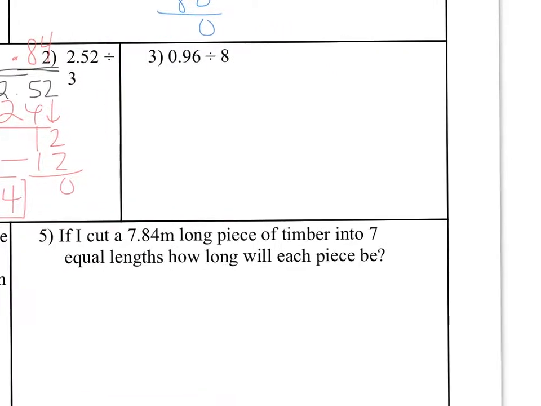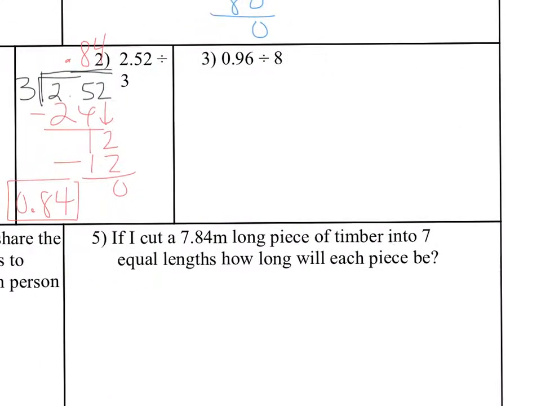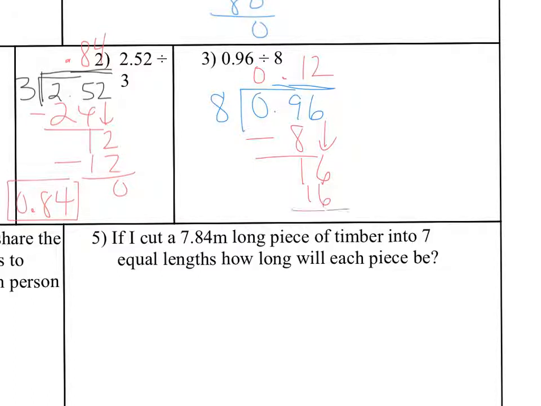Number 3, again, 8 goes on the outside. Decimal 96 goes on the inside. Bring your decimal straight up in the quotient. 8 into 9 goes one time. 1 times 8. 1 left over, bring down your 6. 8 into 16 goes twice. And so my answer is 12 hundredths.